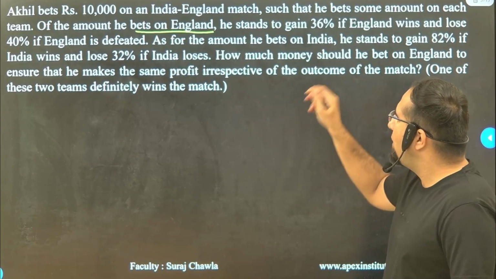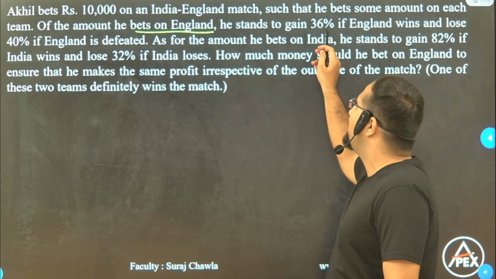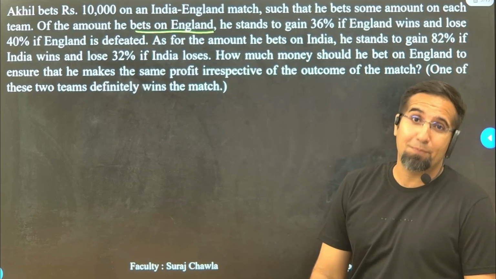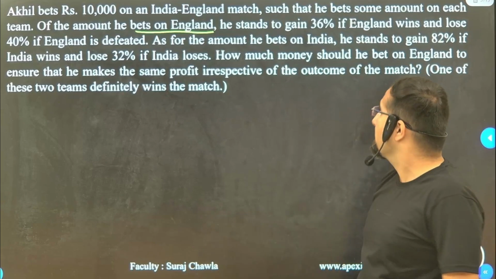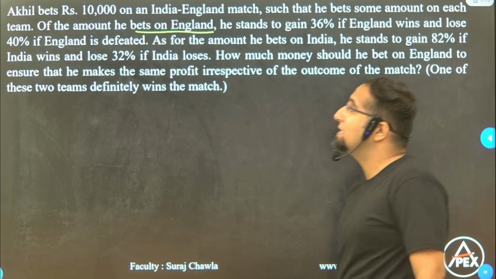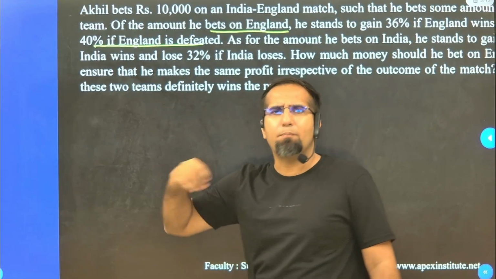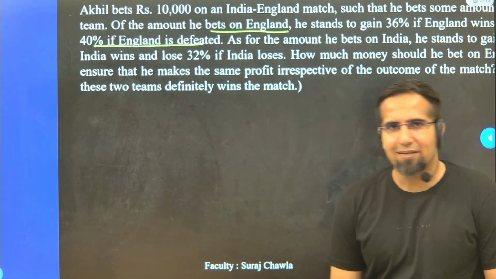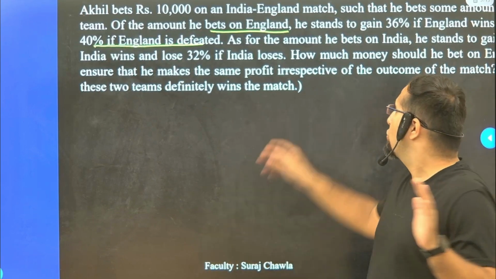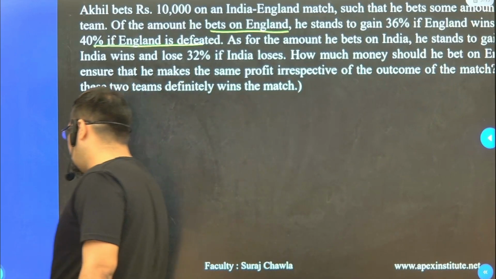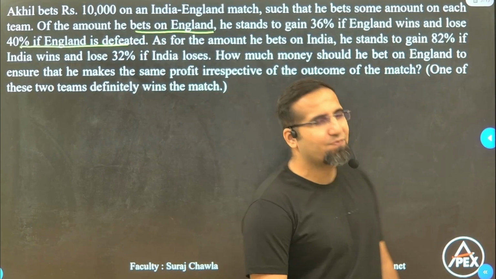Okay? So of the amount that he bets on England, he stands to gain 36% if England wins. I repeat, the base value here is the amount spent on England. So if England wins, he gets 36% of that value. If England wins and loses 40% if England is defeated. 40% of what, guys? Again 40% of the money invested on England. So if he put 100x on England, if England wins he gets 36x, right? And if England loses, then he loses 40x from his money.